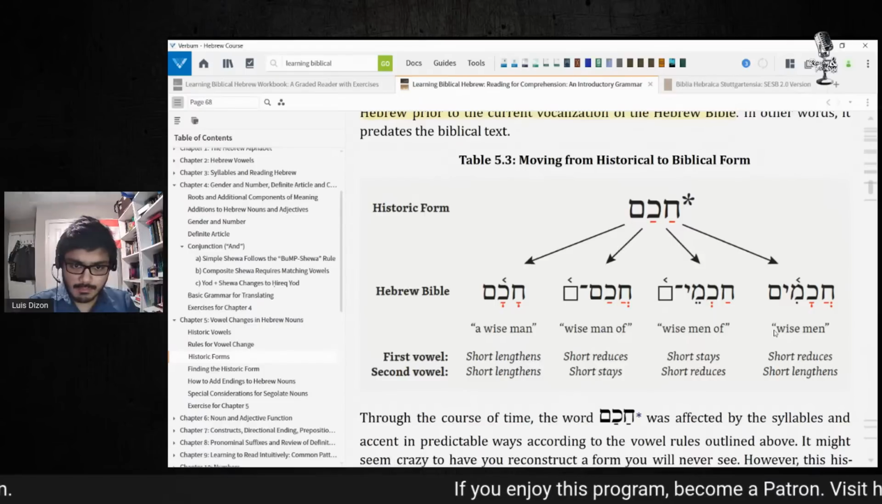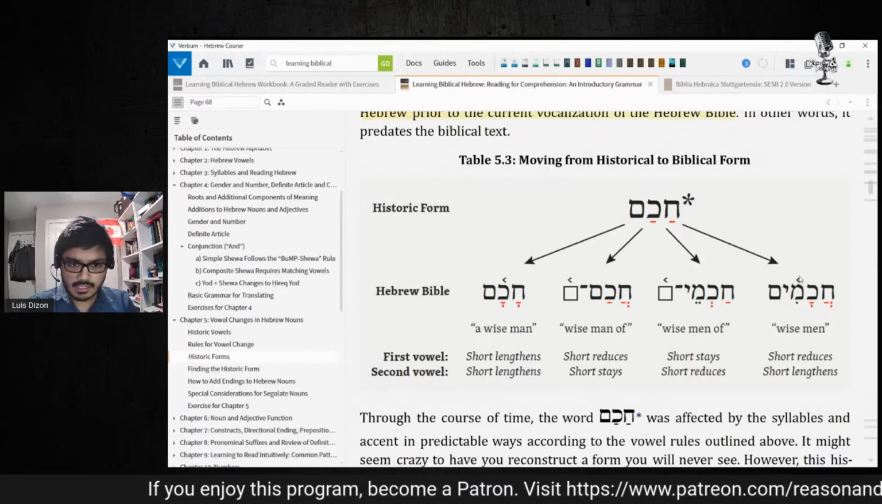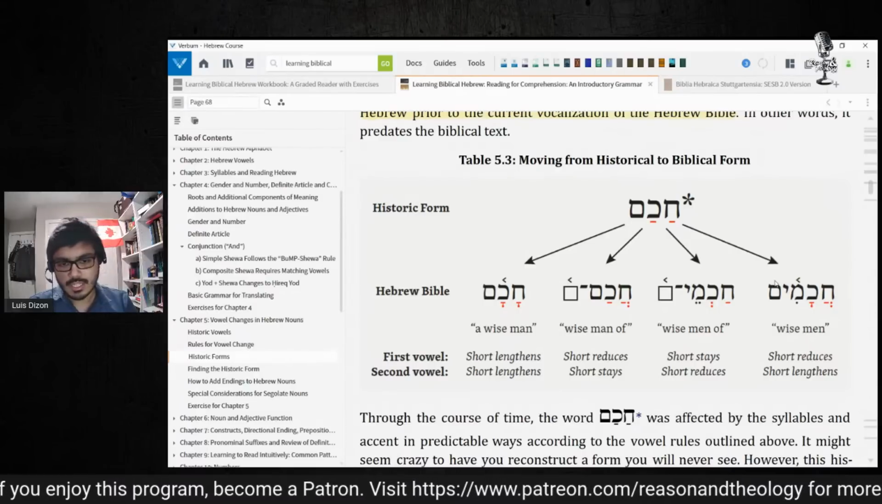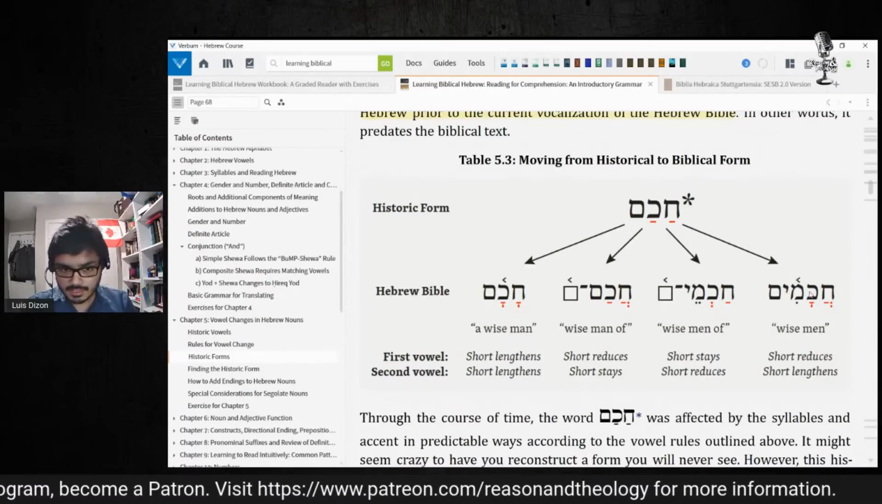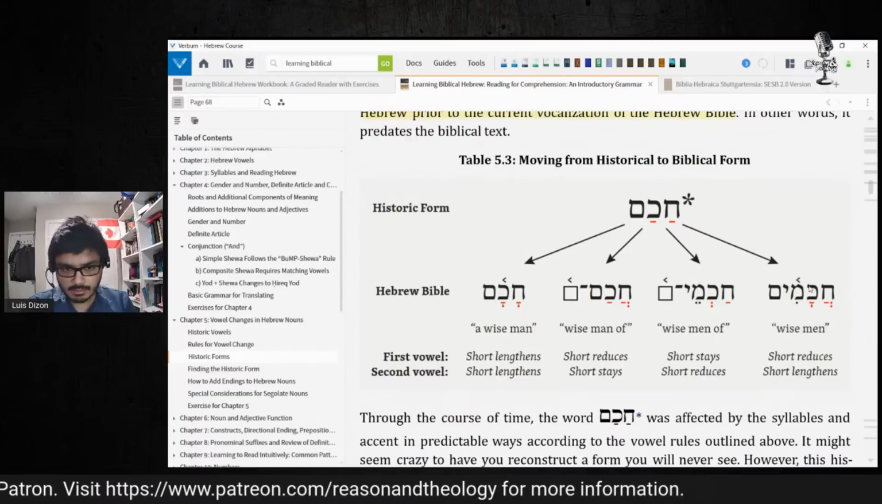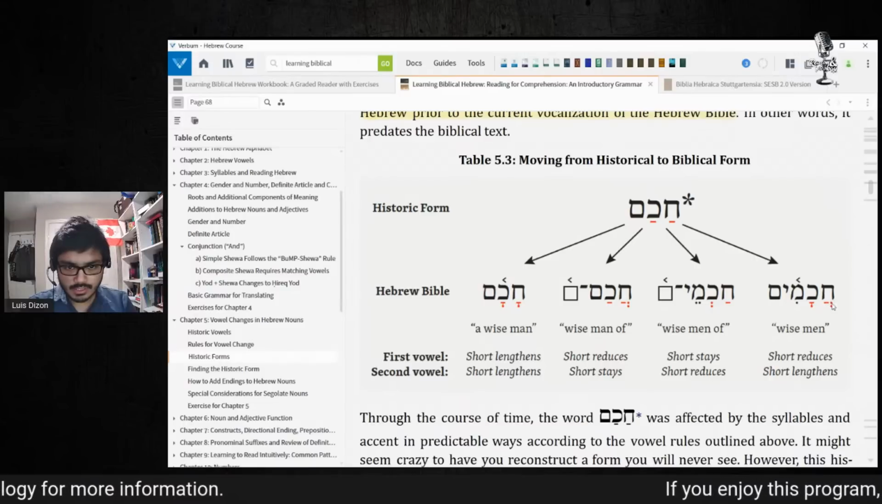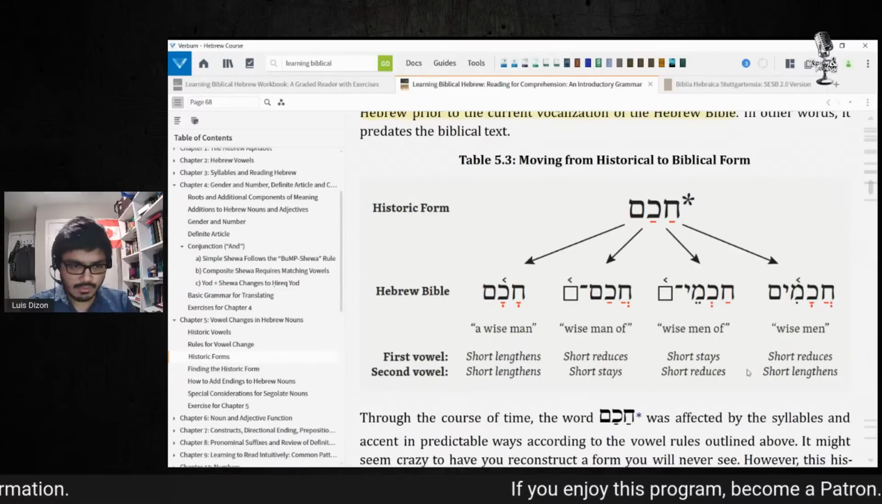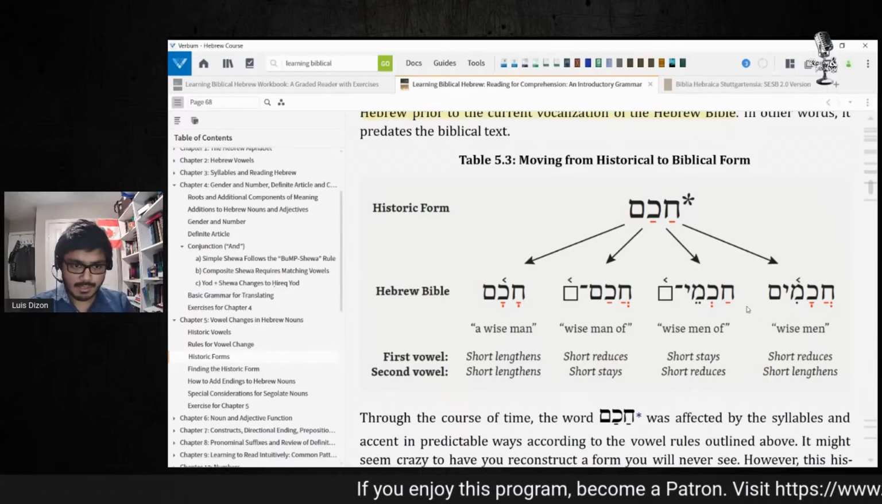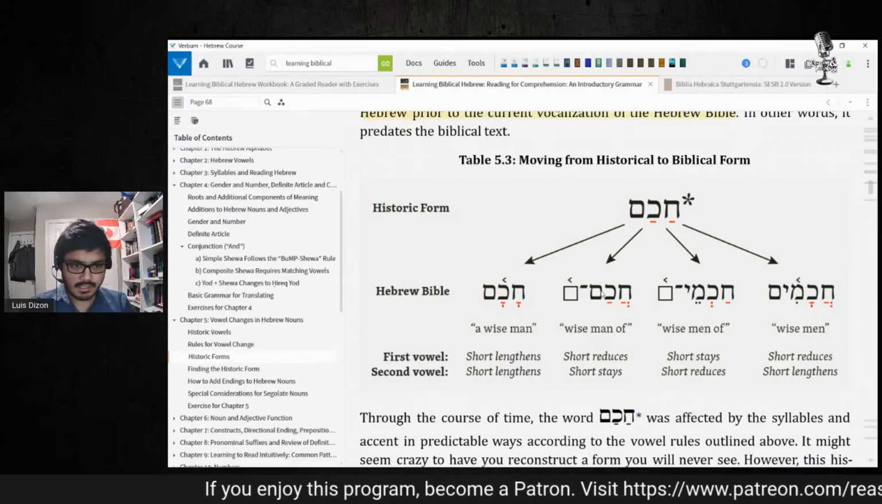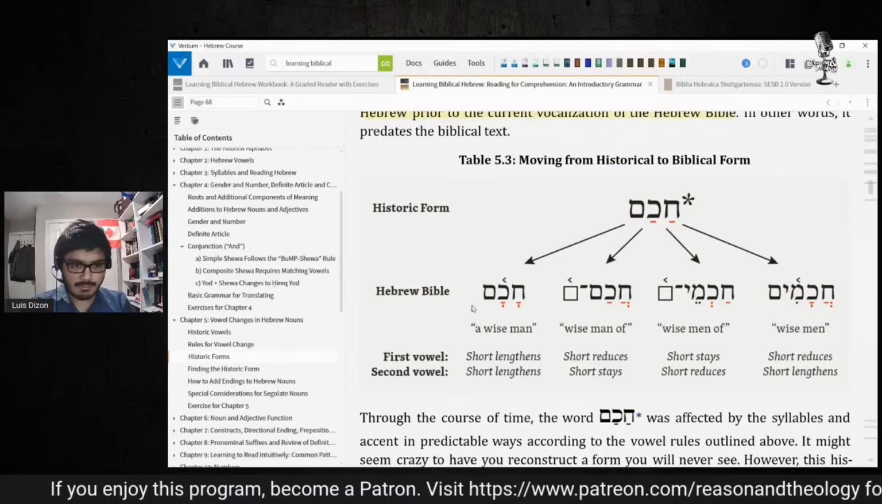And then chachamim, wise men. So this is the closed accented syllable, the kaf, which is the near syllable. It's an open one, so it lengthens. The one after it, the distant one, it shortens. So a patach with a shva. Chachamim, chochme something, chacham something, and then chacham.